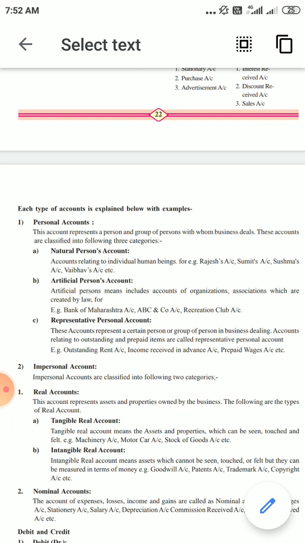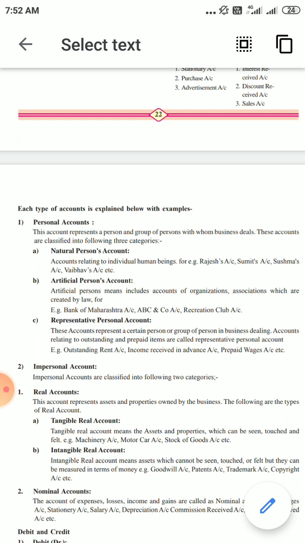Okay, for example prepaid wages, if employees are linked to the business, then their prepaid wages, advance taken, salary, income received in advance, outstanding rent, so these all will come under personal representative personal account.